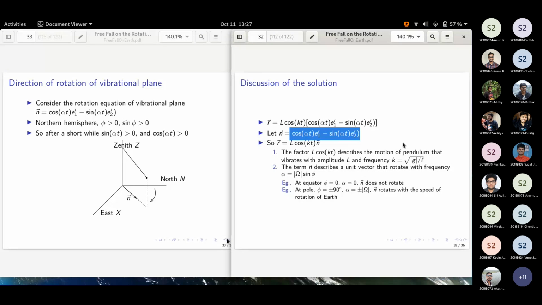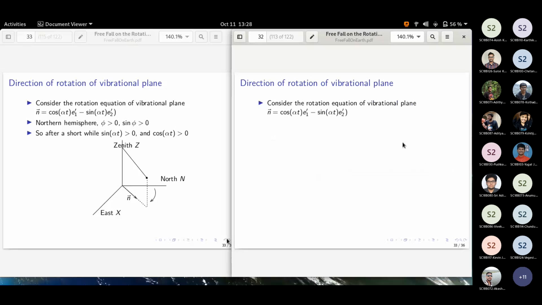So in the northern hemisphere, the n vector moves in the clockwise direction. In the southern hemisphere, what happens to phi? Phi is negative. So cos of alpha t is positive, sin of alpha t is negative. So the motion, even if you start from the east, both the quantities have become positive now. It will be rotating anti-clockwise. So the pendulum's motion, that is the oscillatory plane of the pendulum, will be in the north direction.